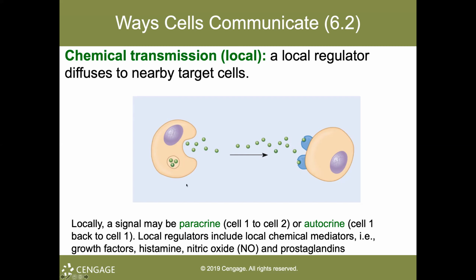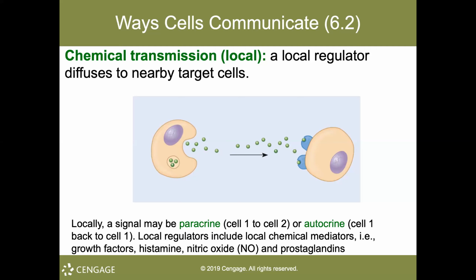There are some cases where the signal will be released and it'll bind to the cell that released the signal. So that is known as autocrine regulation, all right? So autocrine regulation or autocrine signaling. Some examples of local regulators that release signals to either self or to other target cells that are close by include growth factors, all right?